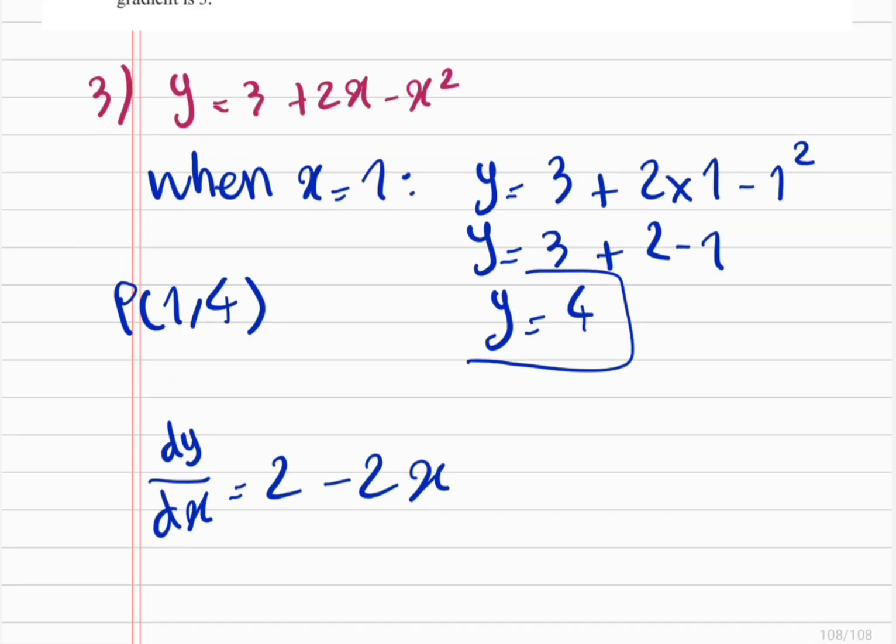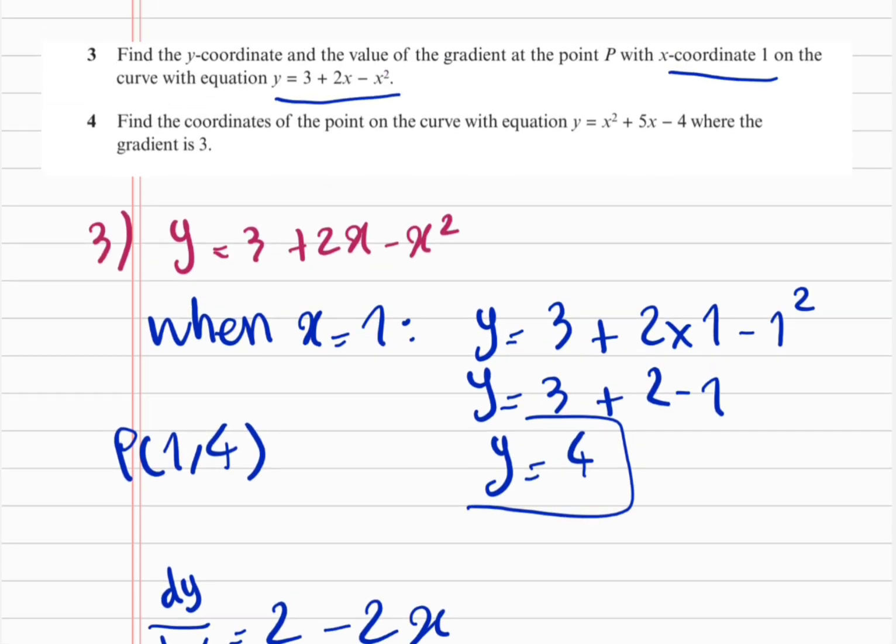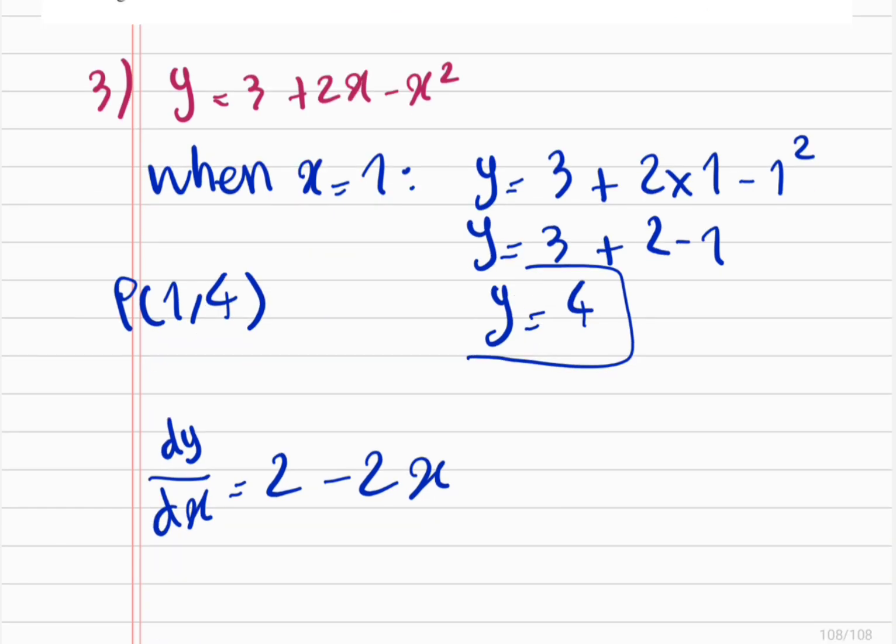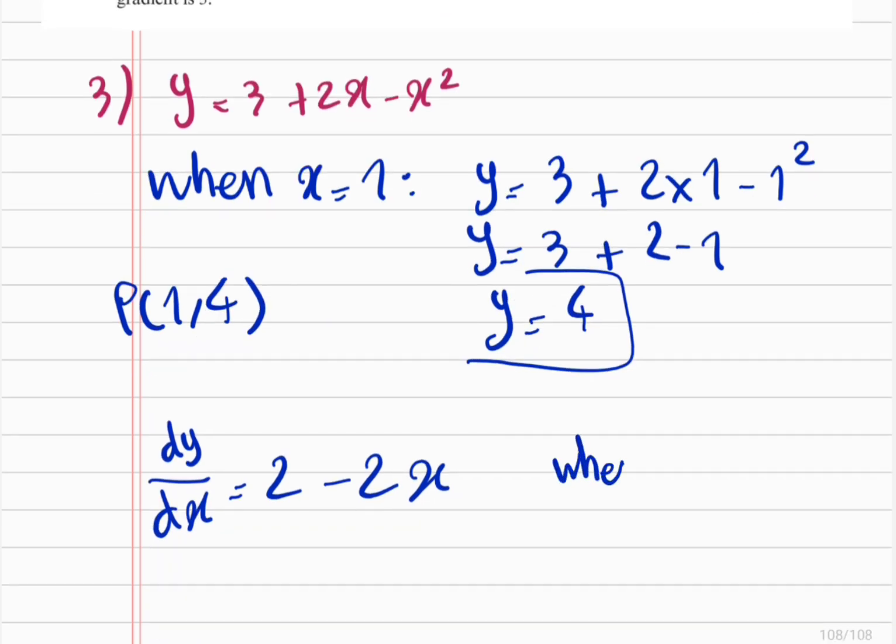Right, now we want to find the gradient when the x coordinate is 1. So we just need to substitute 1 into the gradient equation. So when x is equal to 1, dy/dx is simply 2 minus 2 times 1. And then obviously the answer is 0. So the gradient is 0 at point P.